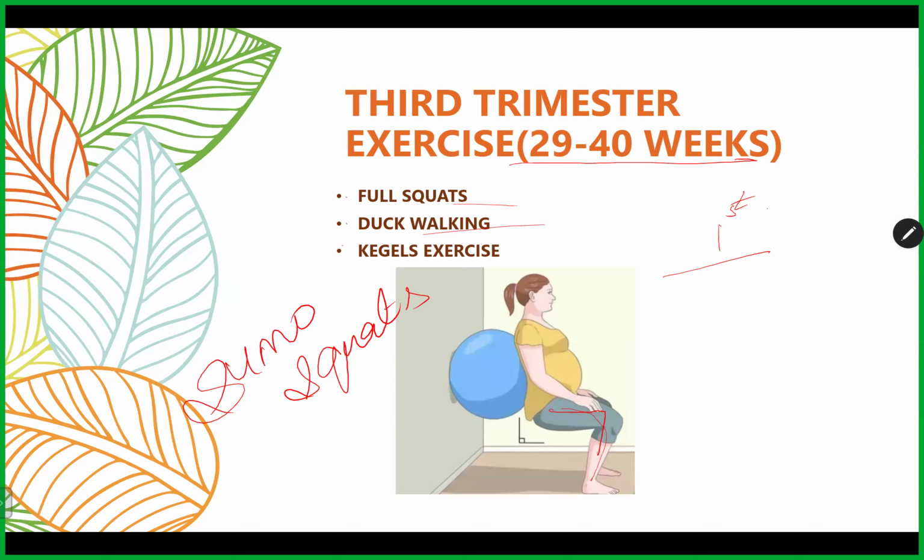So sumo squats. To initiate the squatting, first you can ask them to stand in front of a chair, go down with the help of the chair and get up. Then do it on the wall. Then do it with the ball. Then go for sumo squats. And then duck walking.